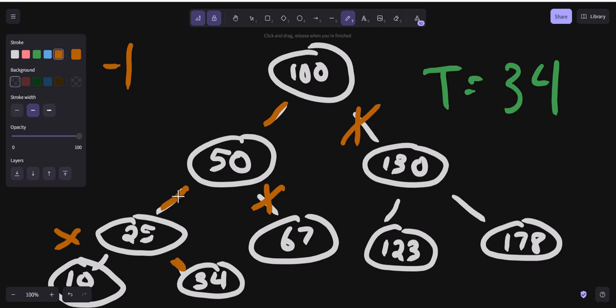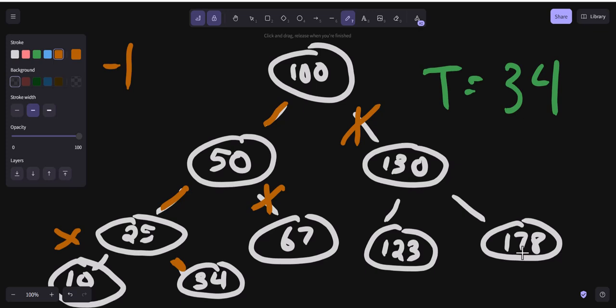We had to go across 3 edges to get to our target. And look at how much work we did not do. We literally just skipped 5 nodes. Okay, 10, 67, 123, 178, and 130. Who cares about them? Because we knew by the way the tree is structured, there's no point in looking at them. Okay, and this is the power of the binary search tree.